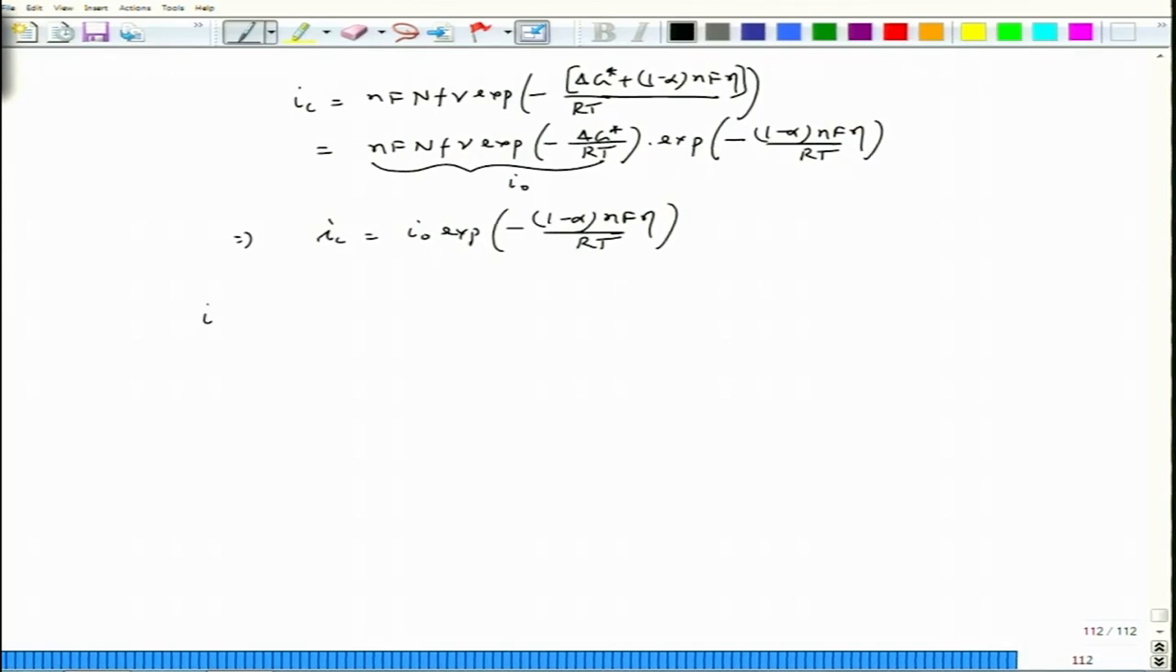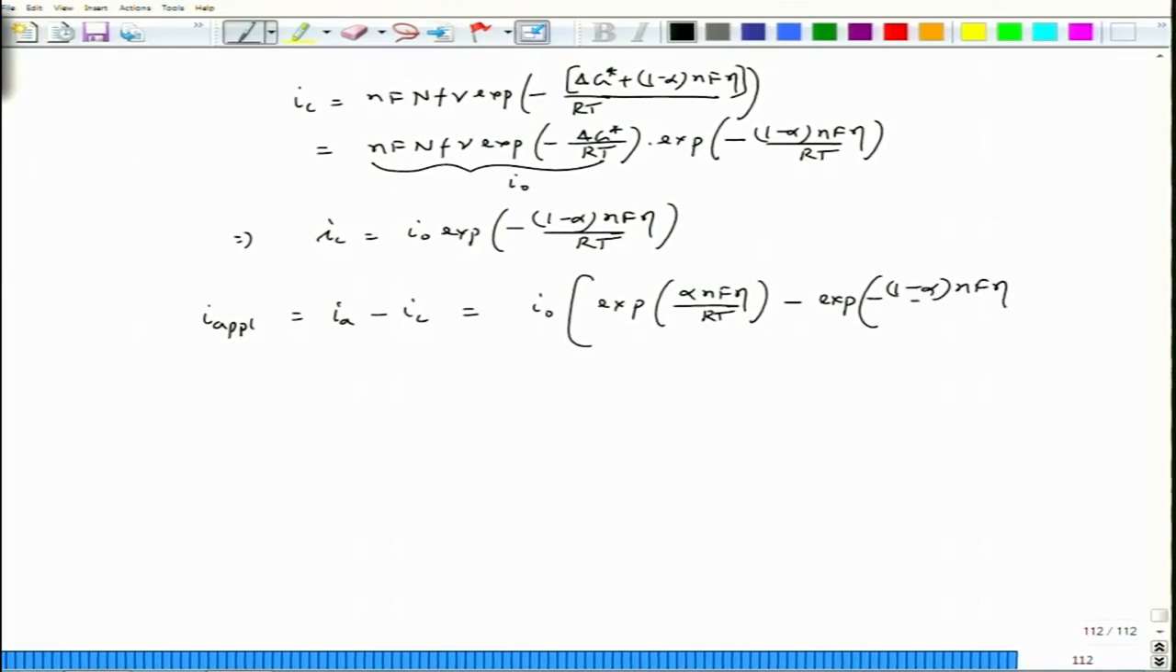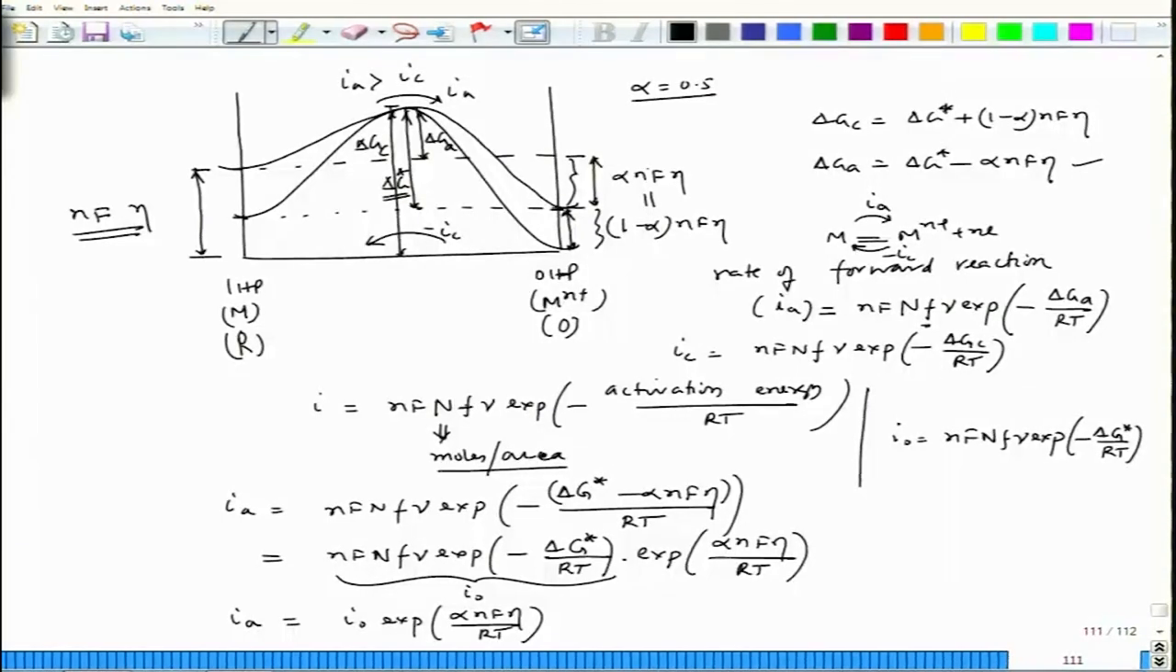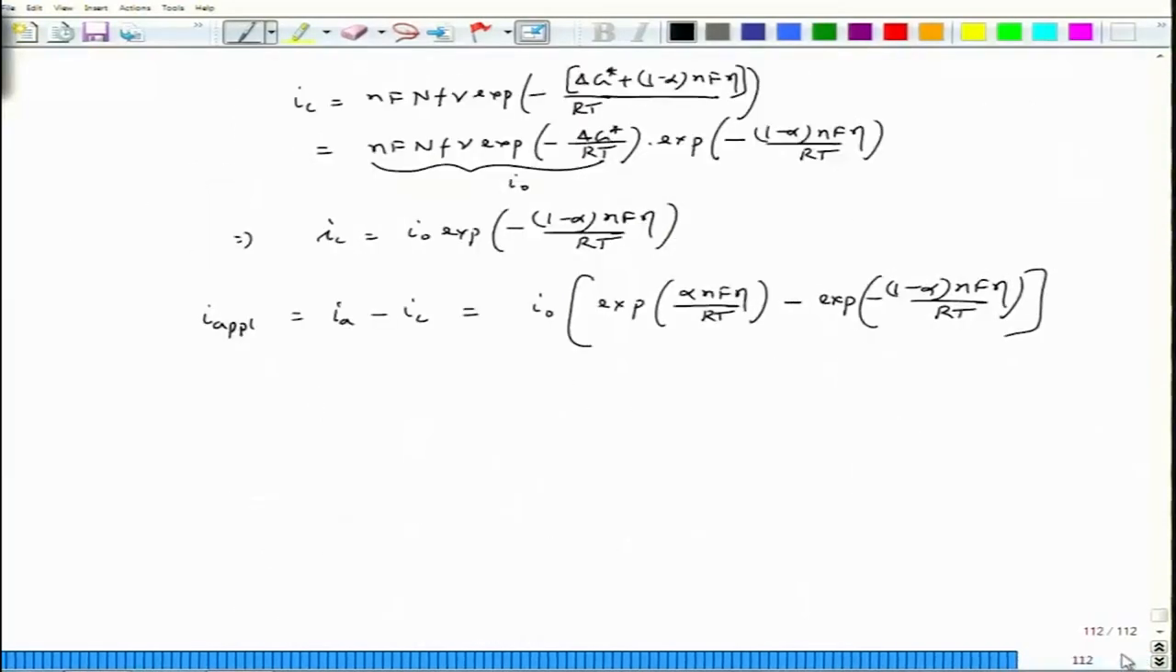So, I applied equals Ia minus Ic equals I0 exponential alpha n F eta by RT minus exponential 1 minus alpha n F eta by RT. So, here we are considering this quantity to be this part and the rest would be 1 minus alpha. So, you can also reverse, instead of taking alpha, you can take 1 minus alpha, that time it will be the reductive symmetry factor. And in this case, we are considering the oxidative symmetry factor.